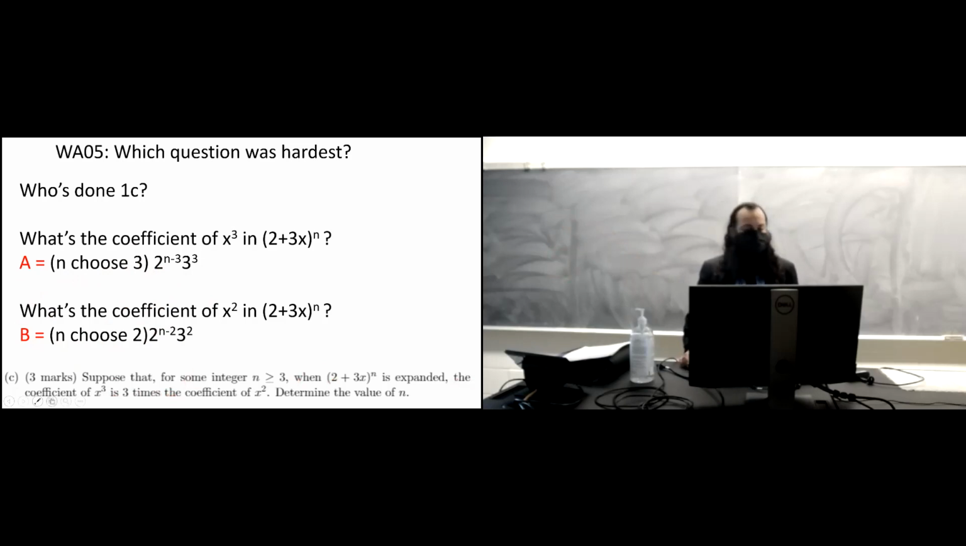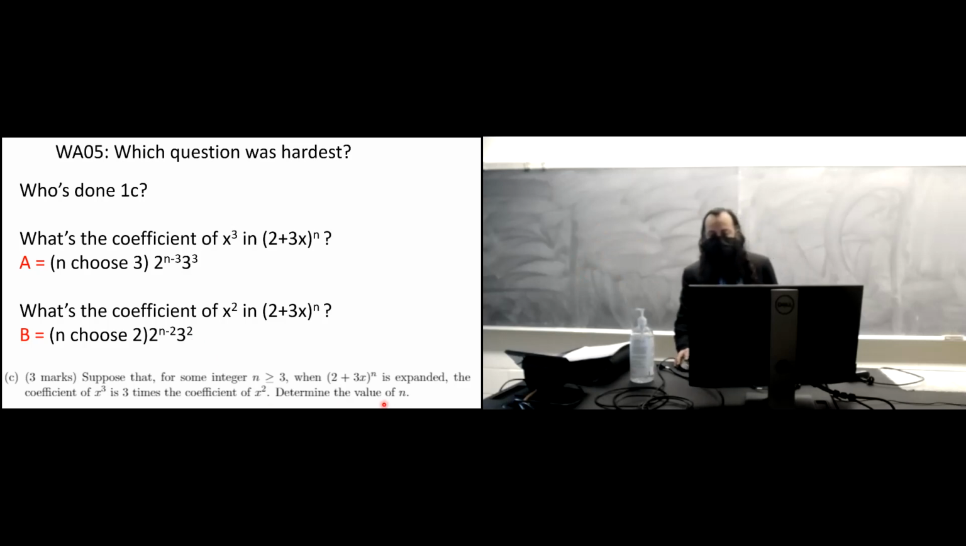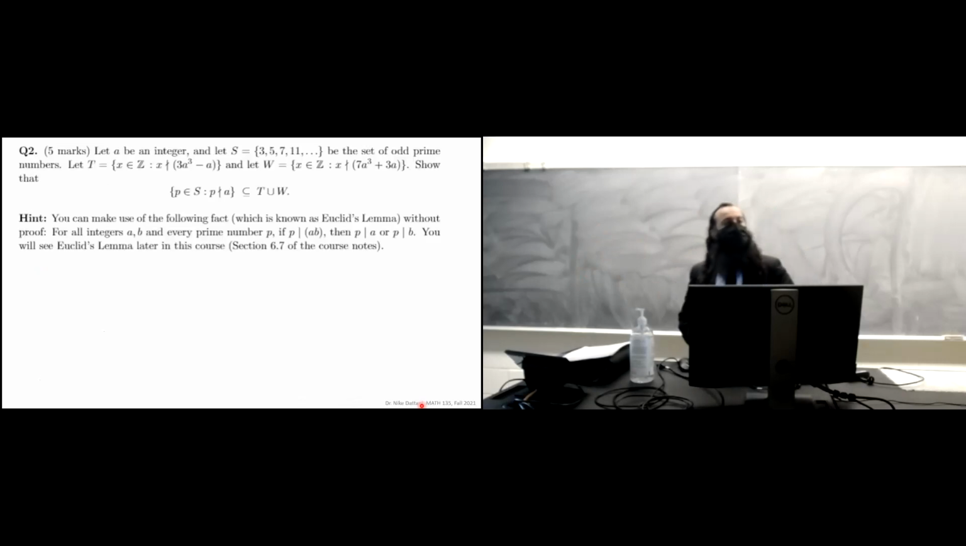Because the question says that the coefficient of x cubed, that's capital A, is 3 times the coefficient of x squared. It says that in the question. So now we have that A over B is 3. And then we have that this thing over this thing is just some function of n minus 2/3 times 1/2 times a bunch of other stuff. And then you just solve for n. The question says determine the value for n. All right, so you can all do that at home. Everyone's going to get 100% on this question. Very good, very good. Okay, question 2.